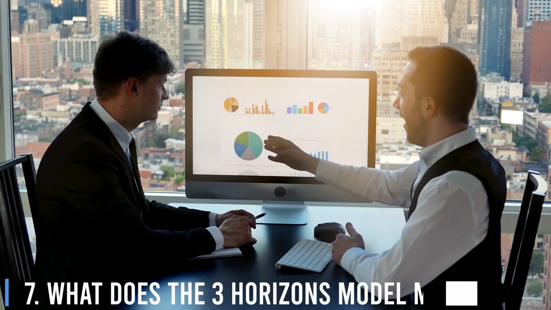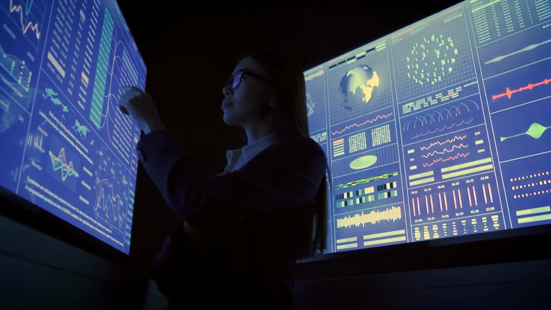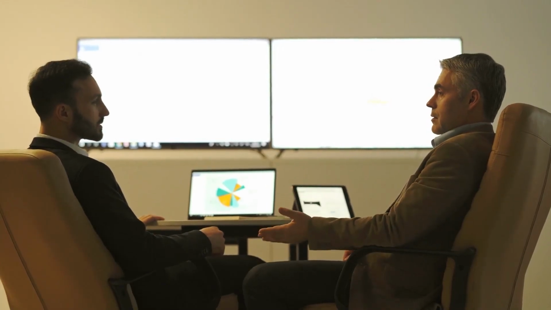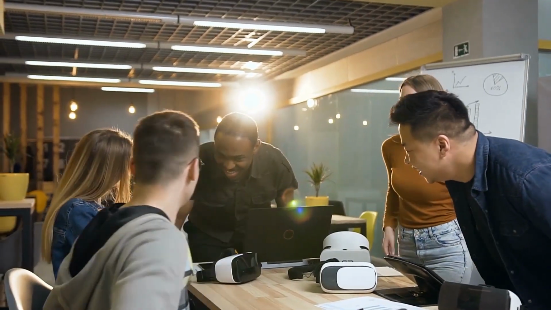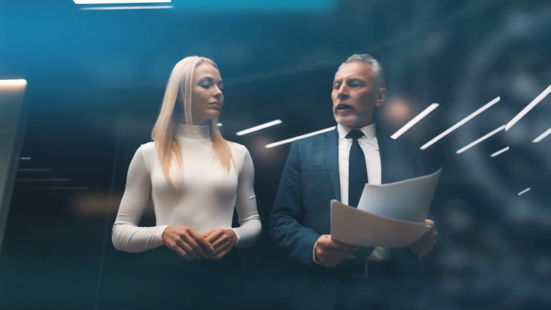7. What does the Three Horizons Model measure? Looking at it, you'll notice that the model has an axis of time and an axis of value, sometimes labeled profit. The three horizons are simply three S-curves that occur one after the other, representing each innovation project. How long each horizon lasts will vary depending on whether you're in a slow or fast-moving industry, but this vision will still give you an indication.